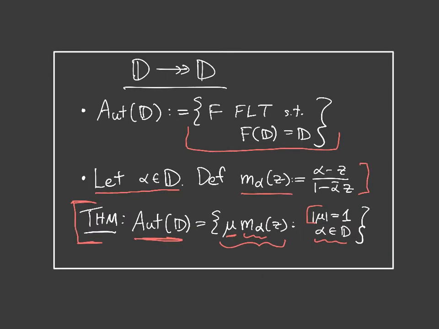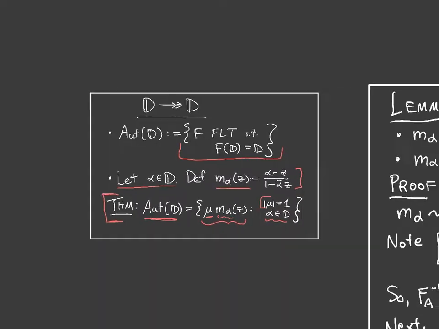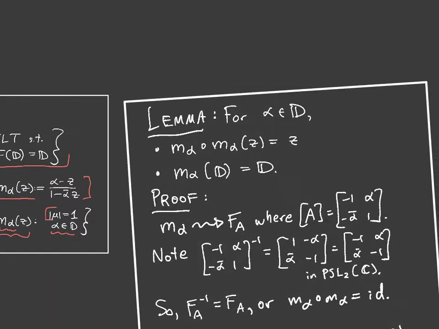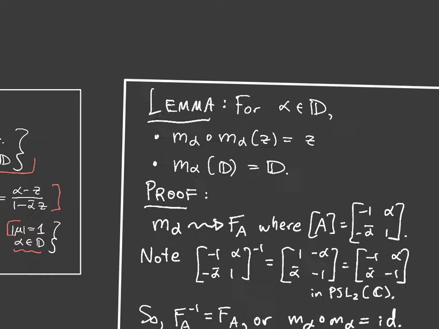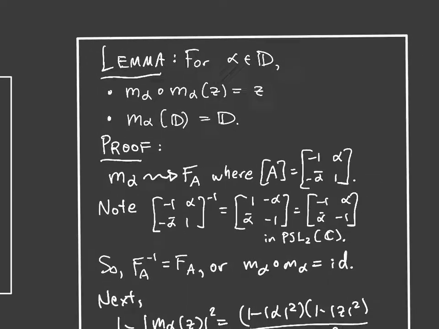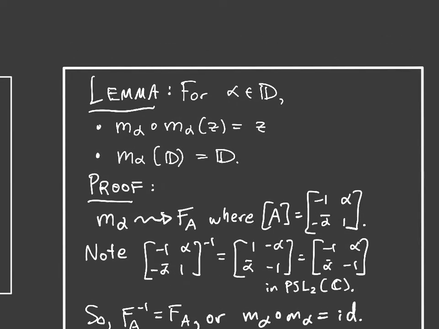Let's see how to prove this. First, we have to prove some things about m alpha. The most interesting thing is that m alpha is its own inverse. So you plug m alpha into itself and you get the identity map. And we can also show that m alpha is an automorphism of the disk.